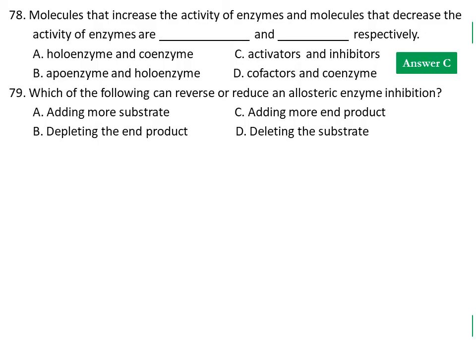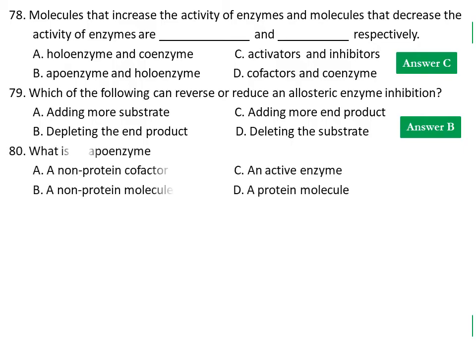Question number 79. Which of the following can reverse or reduce the allosteric enzyme inhibitions? A. Adding more substrate. B. Depleting the end product. C. Adding more end product. D. Depleting the substrate. So the answer should be B. Depleting the end product can reduce the allosteric enzyme inhibitions.